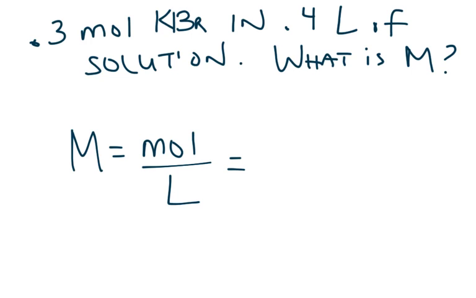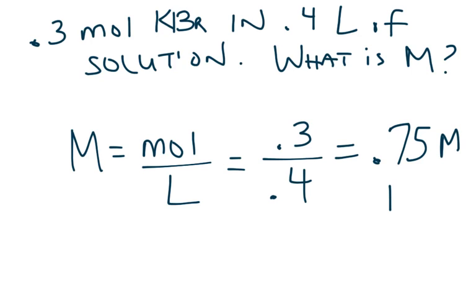Now I'm going to look at my problem. It's asking me to find the molarity. I've got 0.3 moles. I've got 0.4 liters of total solution. I plug it in the calculator. That is a 0.75 molar solution of potassium bromide.